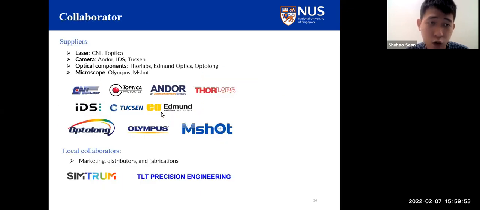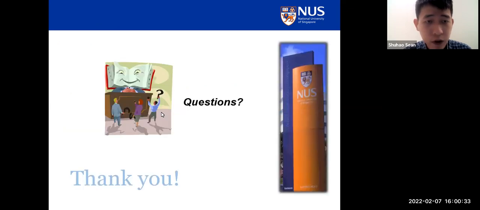And we also want to acknowledge the collaborators. Currently, we already have local suppliers from Singapore, and we also have some good suppliers who can support us with very good quality laser, camera, optical components, and microscope, not only in China, but also somewhere in South Asia. And for the local collaborators, we have Syntron to push forward to the market, and some fabrication collaborators to help us build a prototype scan box. And that's all. Thank you.